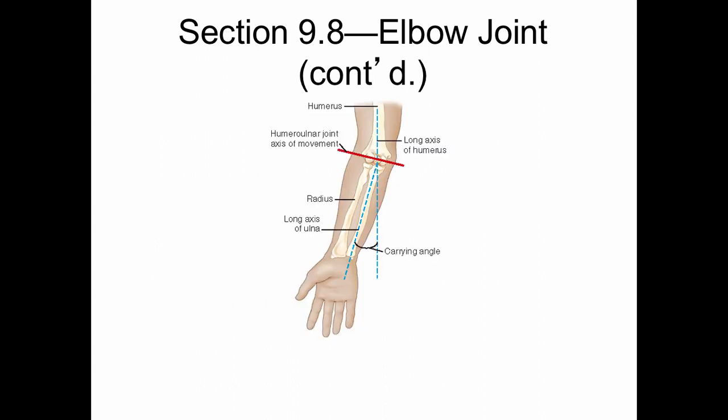The carrying angle of the upper extremity is formed by the intersection of 2 lines, one through the long axis of the humerus and the other through the long axis of the ulna. The usual carrying angle is between 5 and 15 degrees, and it is formed because the axis of movement of the humeral ulnar joint is not horizontal. Another term for the carrying angle is the cubitus valgus.